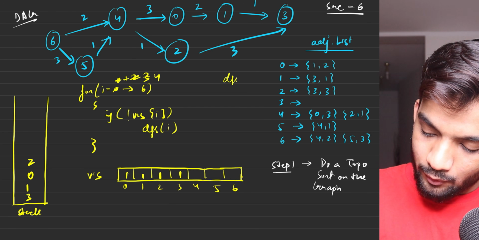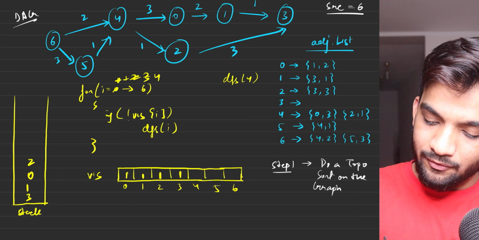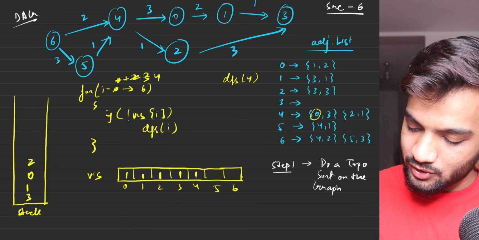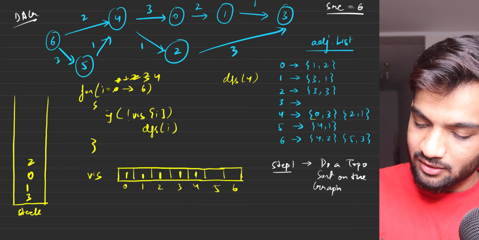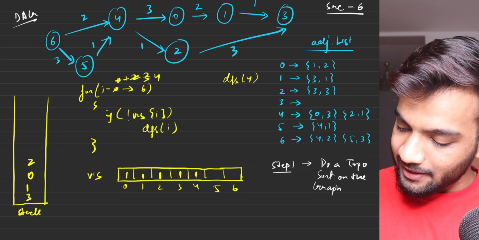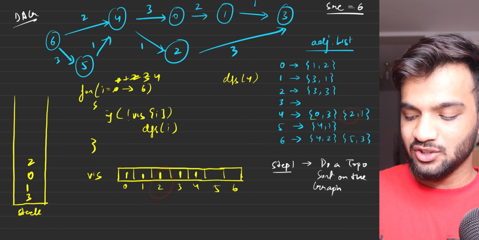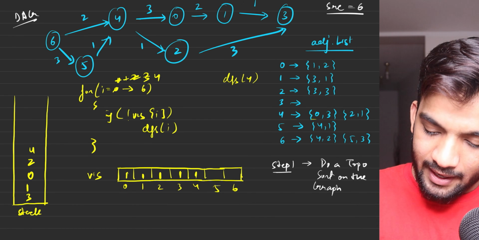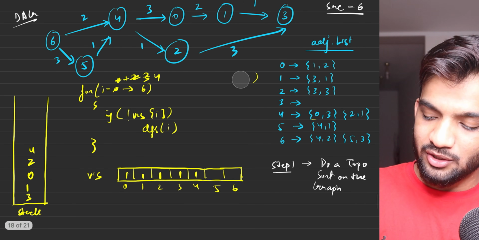Increase the value to 4. Will we do it for 4? Yes, we will do it for 4. Mark 4 as visited. After that, look at 4. It has 0, which is visited. And it has 2, which is also visited. 0 and 2 both are visited. No further DFS calls. So put it into the stack and go back.